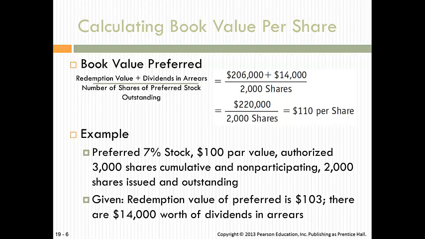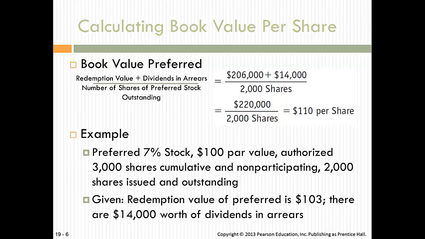Let's look at an example. We have preferred 7% stock, $100 par value, authorized 3,000 shares, cumulative and non-participating. 2,000 of these authorized shares are issued and outstanding. The redemption value of the preferred shares is $103, and there are $14,000 of dividends in arrears. So first we determine the book value of the preferred shares, which is redemption value plus dividends in arrears, all divided by the number of preferred shares outstanding.